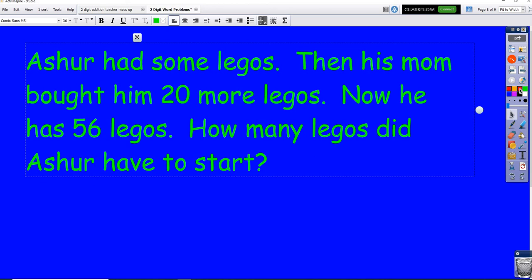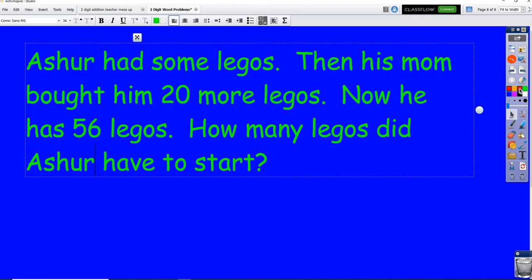All right, so Ashur had some Legos. I don't know how many. He just has some. But then his mom bought him 20 more Legos. And now he has 56. How many Legos did Ashur have to start?